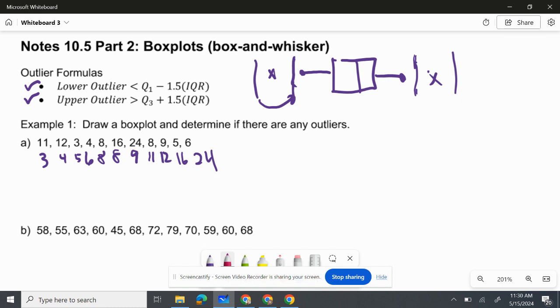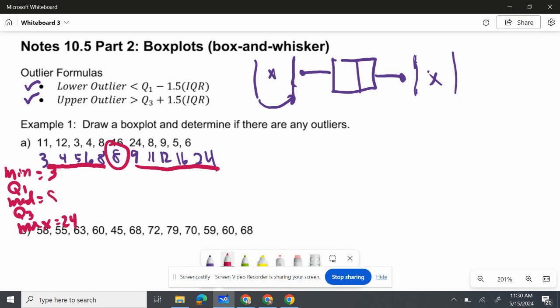What we're going to do is find the 5-number summary, just like what we did last time: minimum, Q1, median, Q3, and our maximum. So our minimum is 3. Our maximum is 24. We look for the middle number, which is 8, so our median is 8. Our Q1 is the middle of the first half of the data, which in this case is 5. And for the second half of the data, Q3 would be 12.